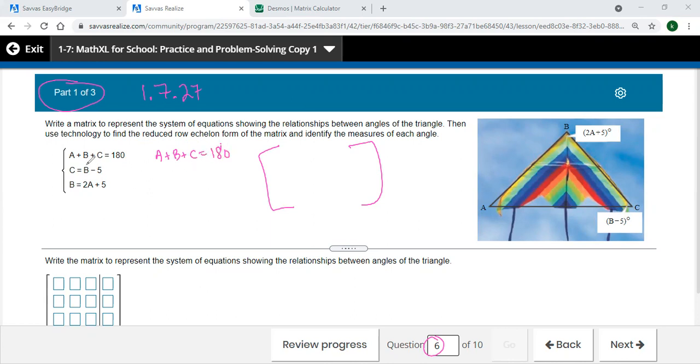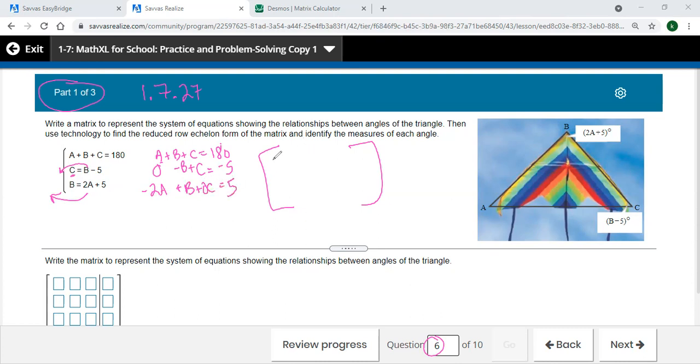The second equation, though, if I got to get it in the right order, I'm going to move this B over. I have no A's. And then I have a negative B and a C. This is this C, that B when I moved it over, and then a negative 5. And then the third equation, if I move the 2A over, it'll be a negative 2A and a plus B and no C's.